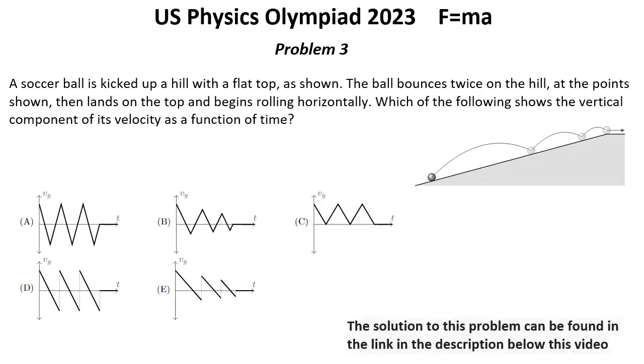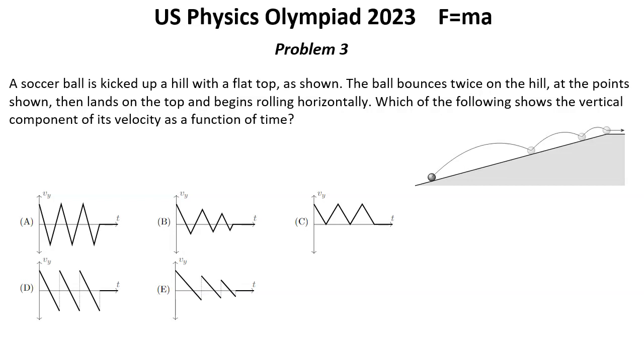Problem number 3. A soccer ball is kicked up a hill with a flat top as shown. The ball bounces twice on the hill at the points shown, then lands on the top and begins rolling horizontally. Which of the following shows the vertical component of its velocity as a function of time? Solution for problem number 3.